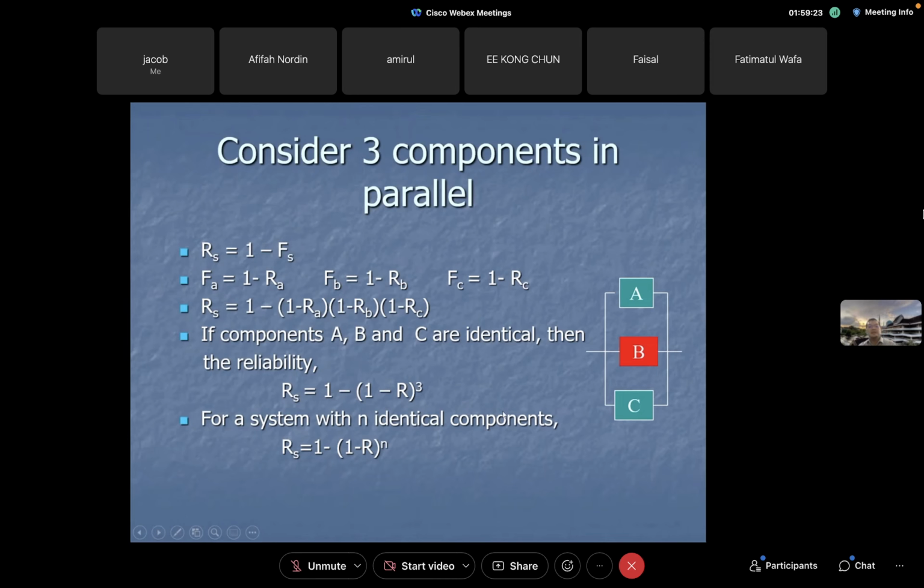If you have a parallel system like this, the reliability of the system is given by this. Reliability is equal to 1 minus failure: FA is 1 minus RA, FB is 1 minus RB, FC is 1 minus RC. So if components A, B and C are identical, exactly the same, then the reliability of that system is given by this.